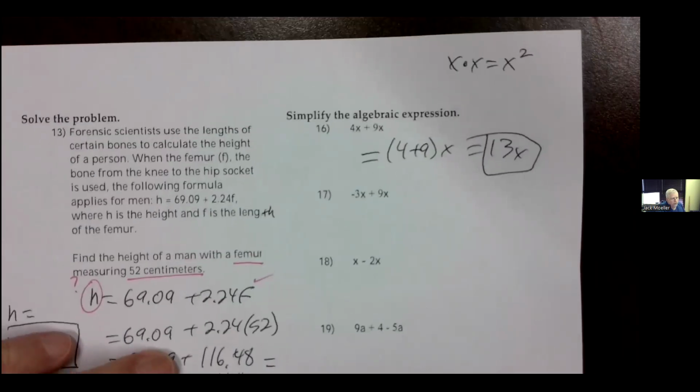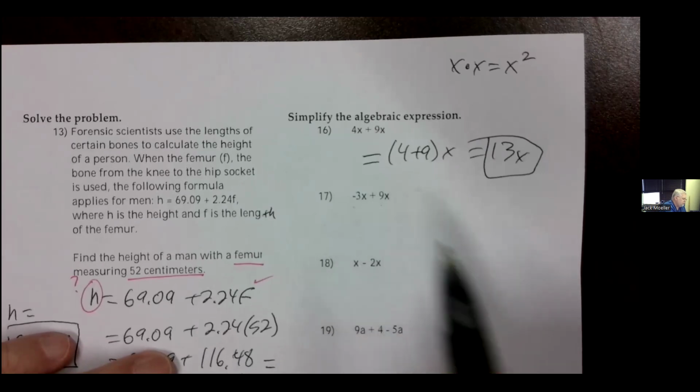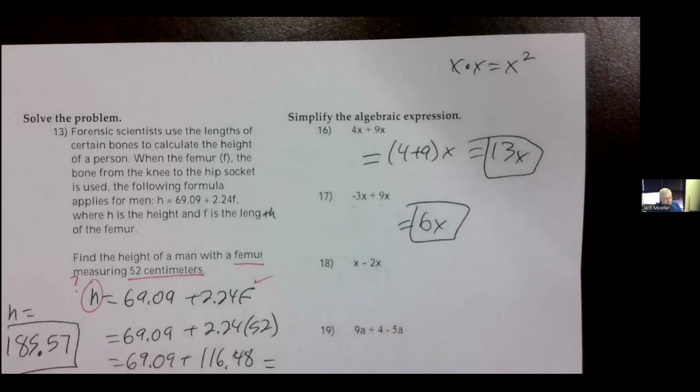All right, so if we have negative 3x plus 9x, well, those are both x's. So we're doing negative 3 plus 9, which is positive 6. So then our answer is 6x.